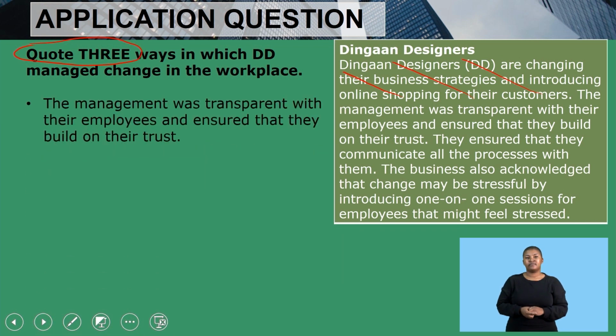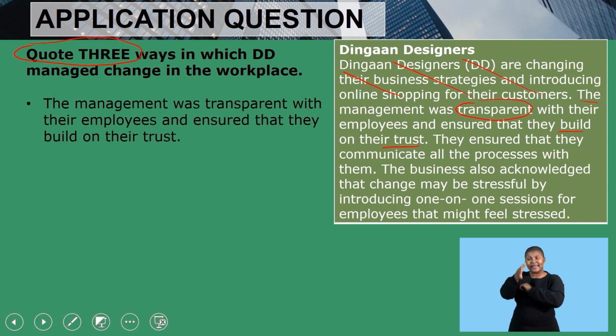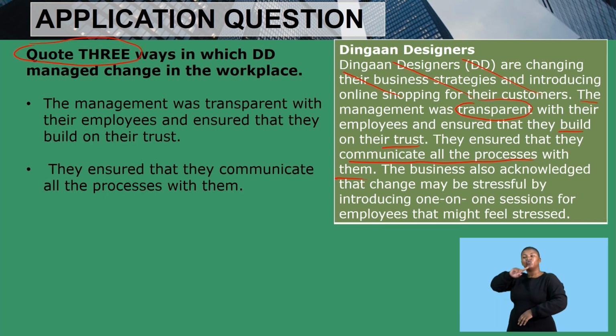The second statement rather answers the question, because it says the management was transparent with their employees and ensured that they build on their trust. So in simple terms, they were able to disclose all information that is leading to the change, and then they communicated that information with their employees. The next statement says they ensured that they communicate all the processes with them. Now, this is definitely a way in which we are going to manage change. We are then going to quote the statement as it appears.